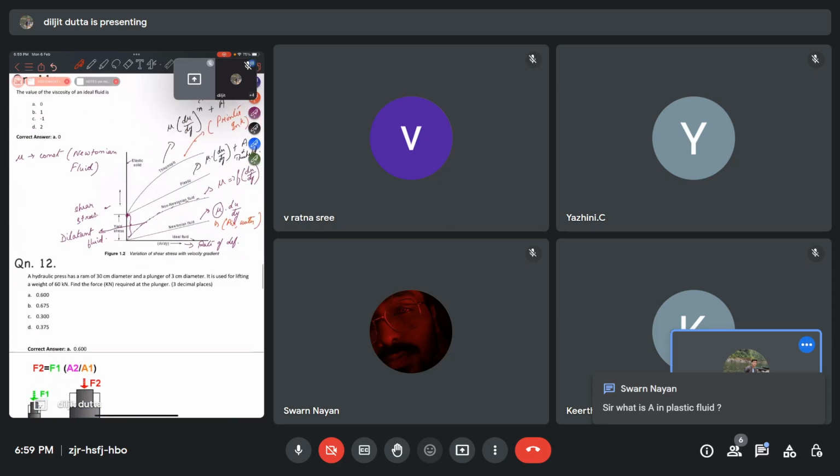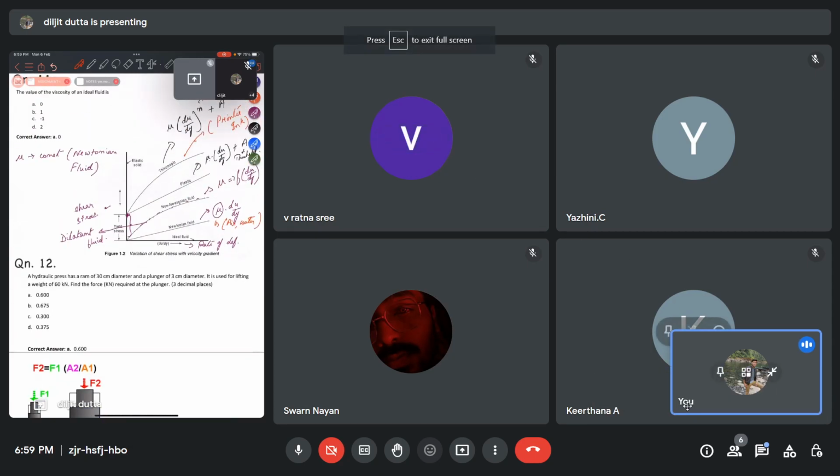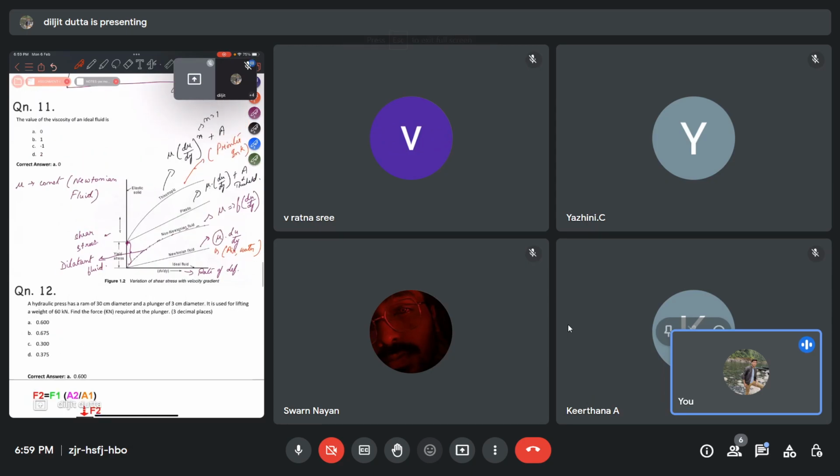Okay, so one of you asked what A is in a plastic fluid. The A is the threshold, the yield stress that is given. You can see this is a relation, and A is the intercept. Here stress equals mu into du by dy, with du by dy on the x-axis, plus A. If we take this formula, it is like y equals mx plus c.